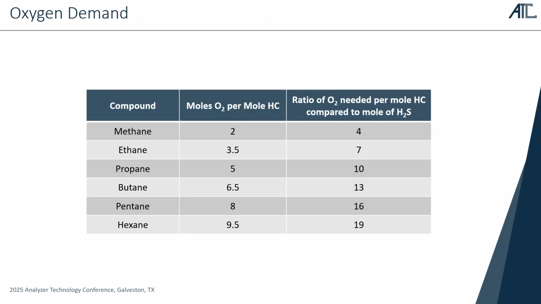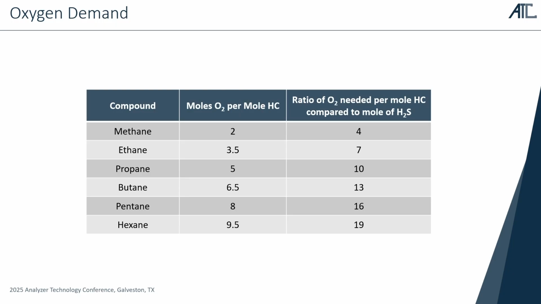The big reason for doing this is that small amounts of hydrocarbon have a big impact. So as you can see on this slide, the number of moles of oxygen per mole of hydrocarbon goes up pretty dramatically as the molecule gets larger. And you can see the ratio of oxygen required per mole of hydrocarbon versus a mole of H2S is even larger.